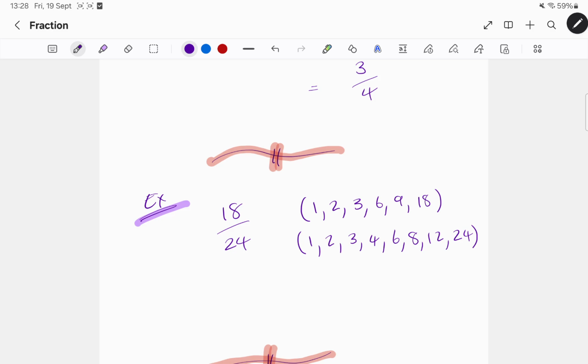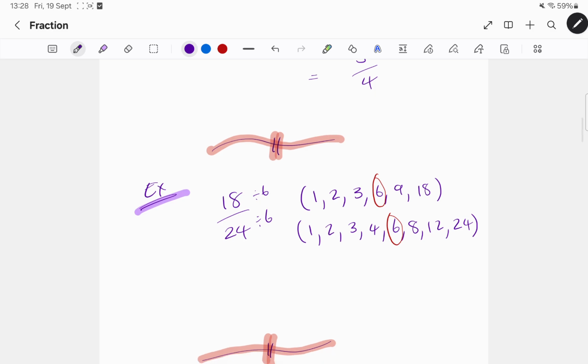So what is the highest common factor in this case? Well, we have 6 in each of those sets. So what we're going to do is divide both of those by 6. So 18 divided by 6, 24 divided by 6. What we're going to be left with is 3 over 4, 3/4 again.